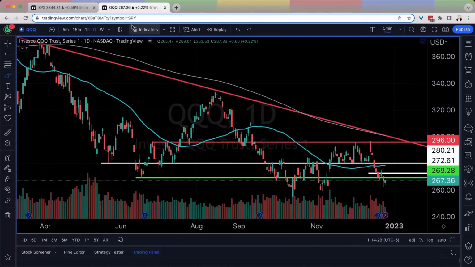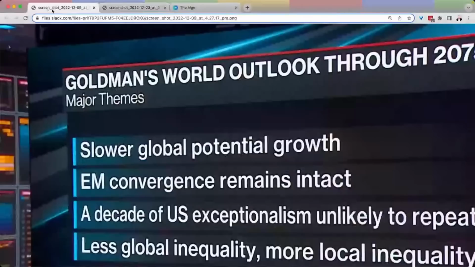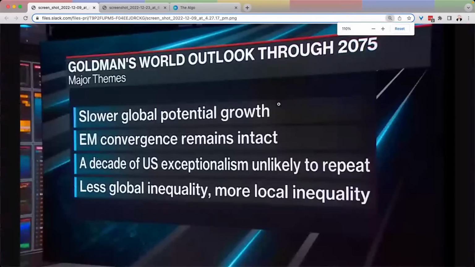All right. So let's go here to our bear scenario. Our bear scenario was that I just laid everything out, by the way. I encourage you to rewatch it if it's unclear. Goldman's World Outlook through 2075, major themes. I want to focus on this third point here. Let's read them all, but focus on the third point.